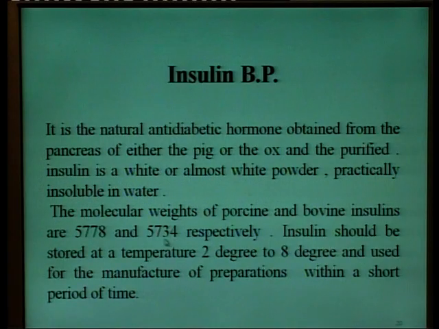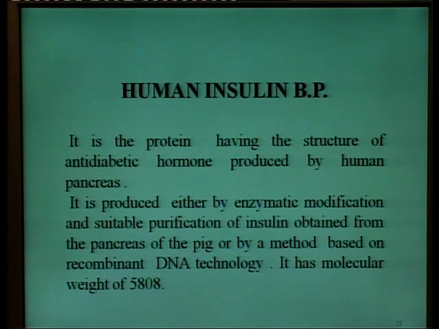I just want to repeat because the students must have this feeling that we are talking about insulin, and that is also obtained from the pig. And what is the difference between insulin and human insulin? So this can be obtained from the pig and this can be produced from the human pancreas. So its molecular weight is 5808.